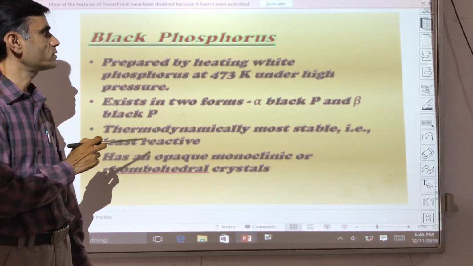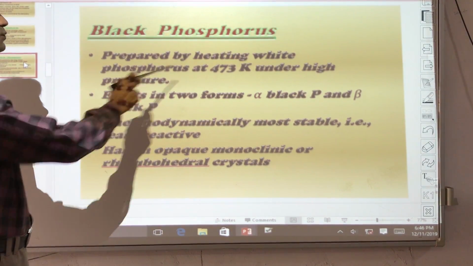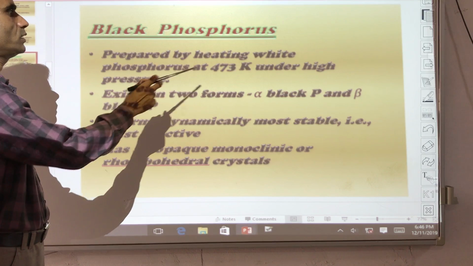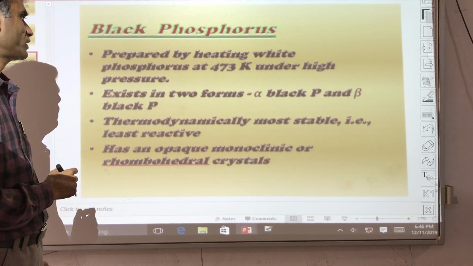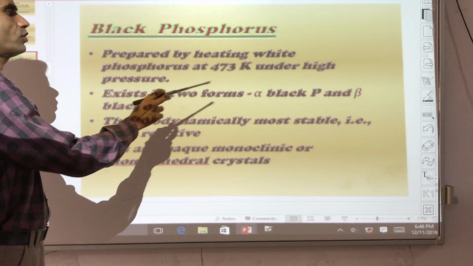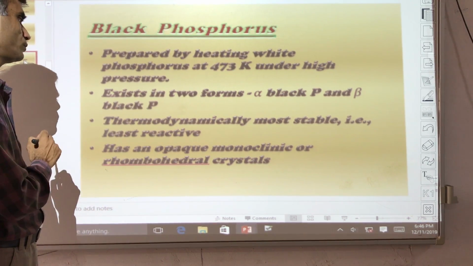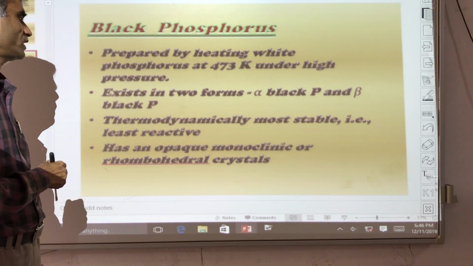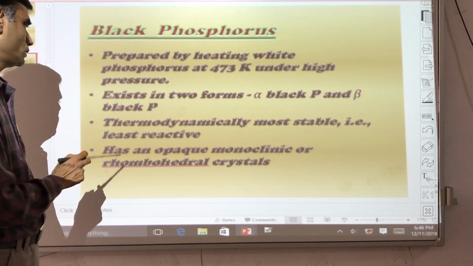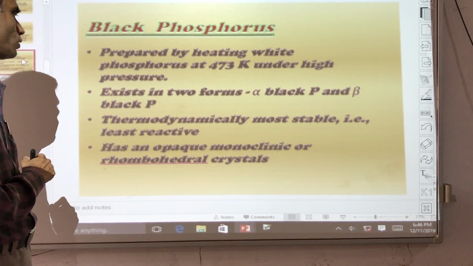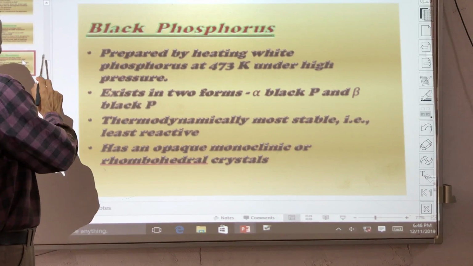Another allotropic form is black phosphorus, which is prepared by heating white phosphorus at 473 Kelvin under higher pressure. It exists in two forms, alpha black and beta black. It is thermodynamically most stable, and this may be asked. It has opaque monoclinic or rhombic crystalline structures.